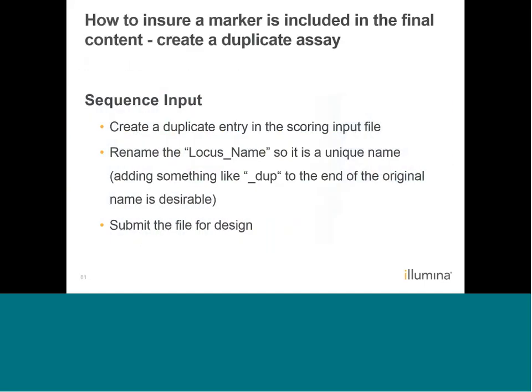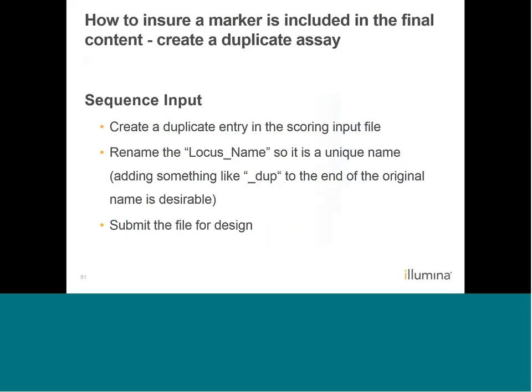So, a frequently asked question. You remember when we were discussing the different types of assays, and I said that for the HD or HTS, the conversion rate was 80%. That is, 80% of the targets submitted to be produced will be included in the final content. What if you have some SNPs, some targets, some probes that are critical to your assay?